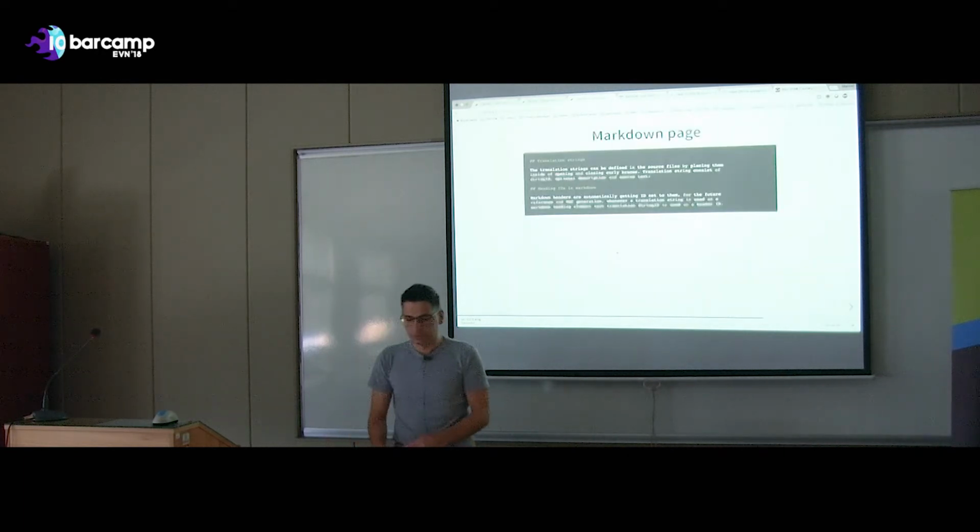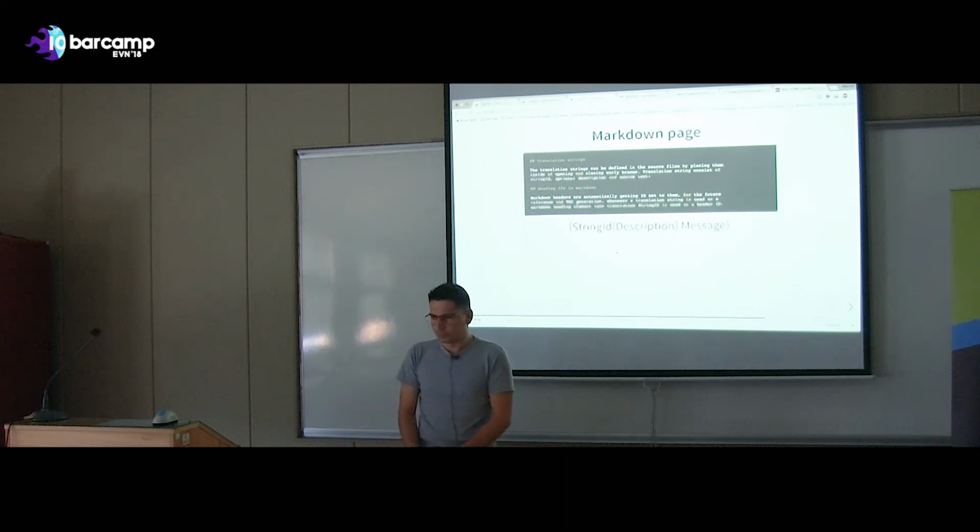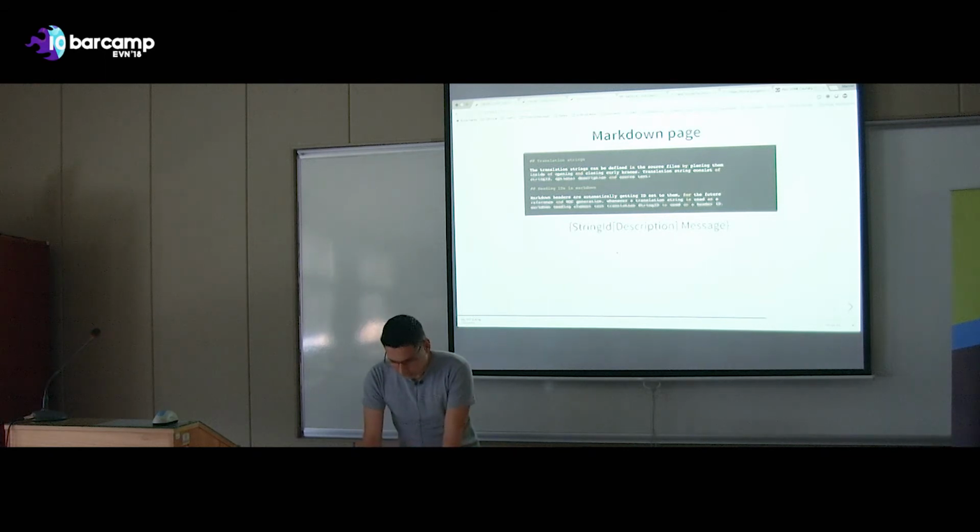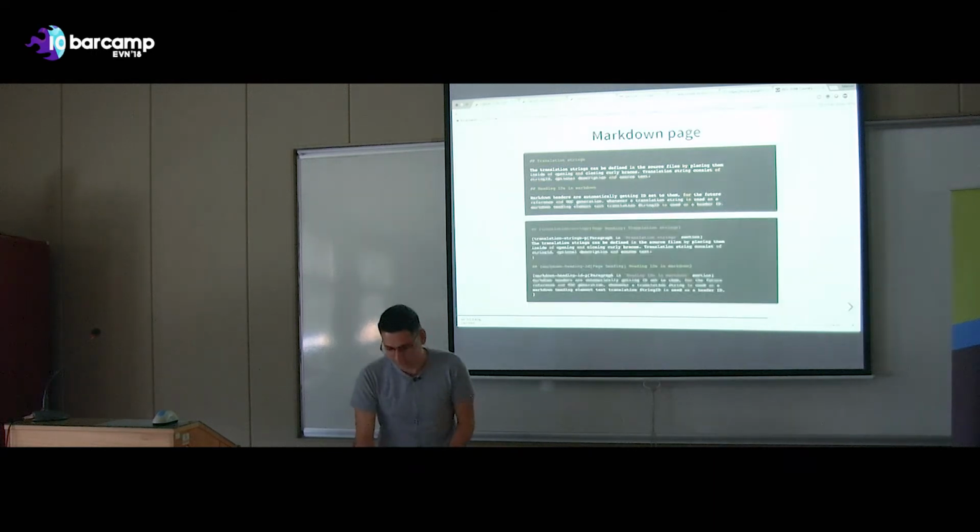So what I wanted to do, I want to write Markdown. I continue with Markdown because I'm using it quite a lot. I'm mostly using CommonMark. So yeah, as I mentioned, it's quite simple. Basically what you need is the string ID, description for translation, and actual message. So I wanted to have something like this.